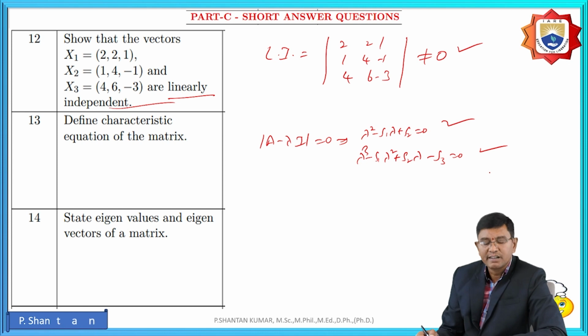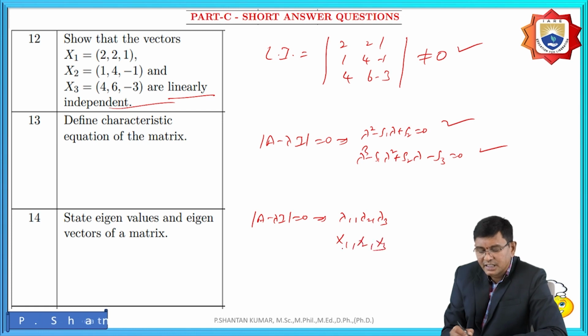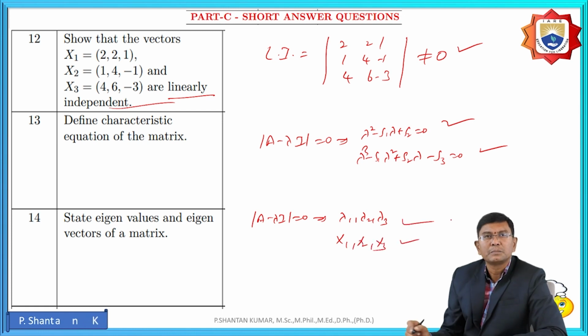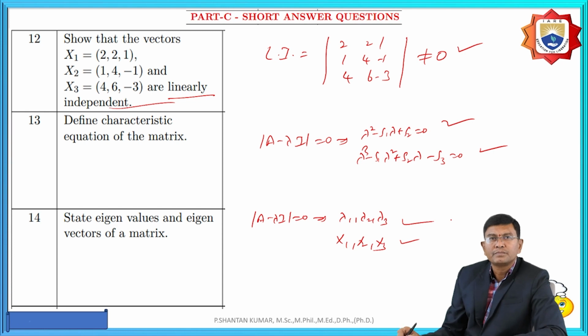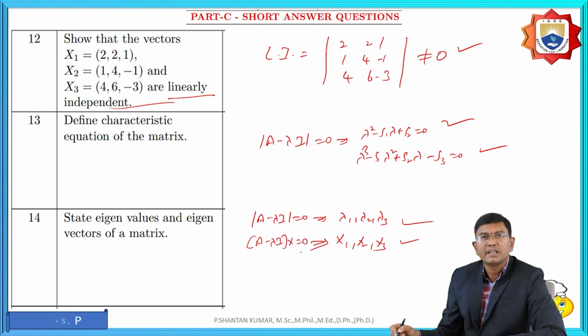State the eigenvalues and eigenvectors. Eigenvalues are obtained from the determinant of A minus lambda I equal to 0. For a 3 by 3 matrix, lambda 1, lambda 2, lambda 3 are the eigenvalues, and x1, x2, x3 are the eigenvectors.